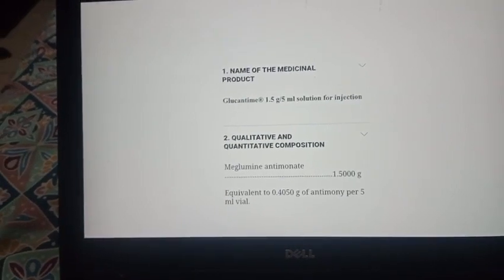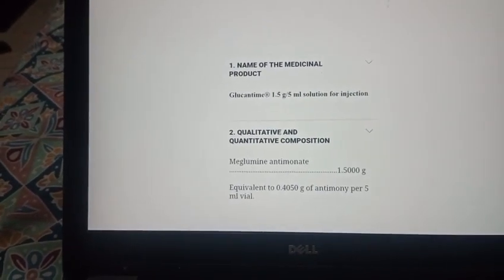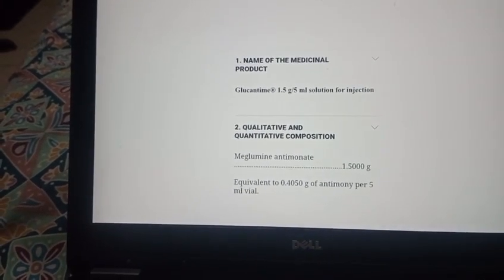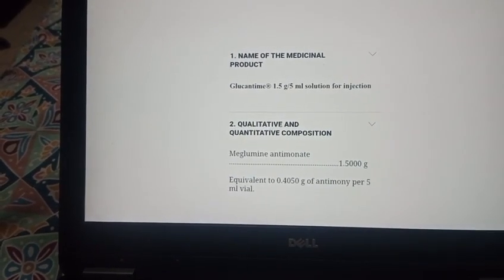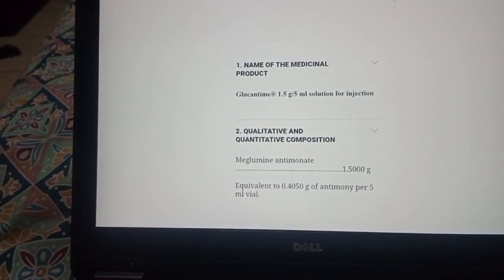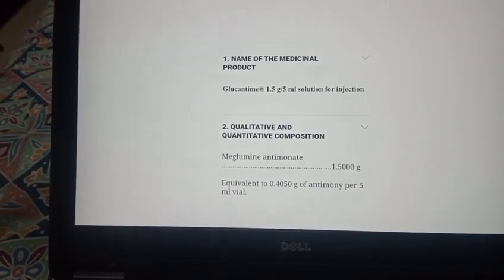Now, Glucantime is available as 1.5 gram per 5 ml solution, and it contains Meglumine antimoniate in the form of 0.045 gram of antimony present in the 5 ml.